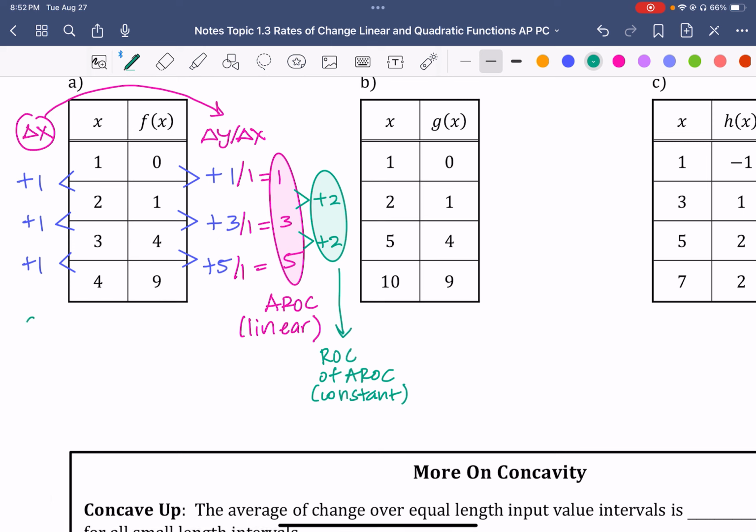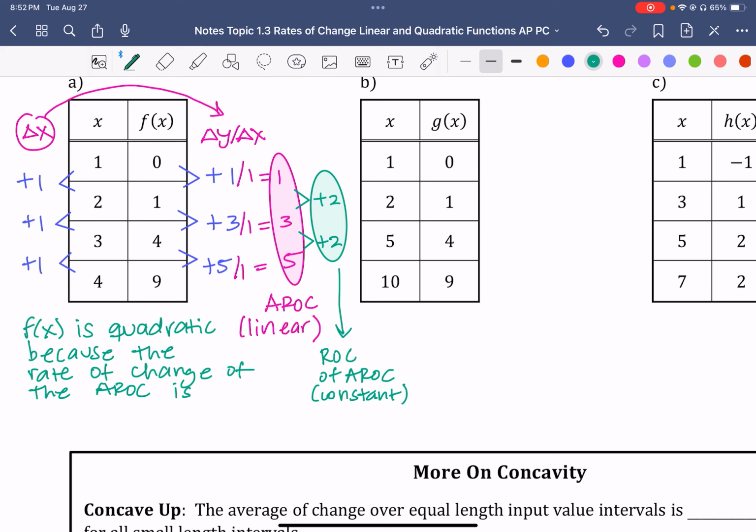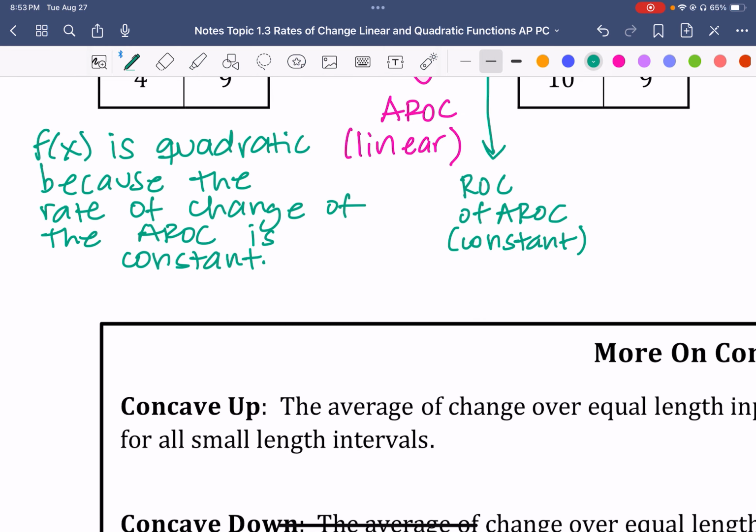So that means that f of x has to be quadratic because the rate of change of the average rate of change is constant. They could also say, alternatively, because the average rate of change is linear. They might say something like that. So one or the other.